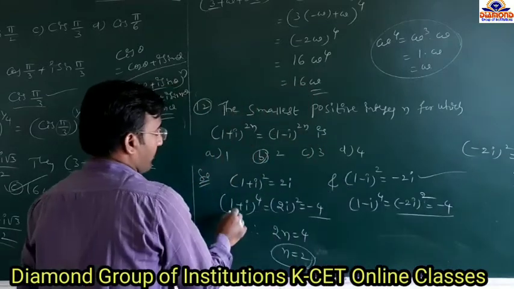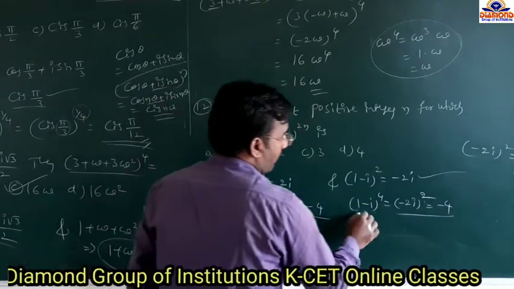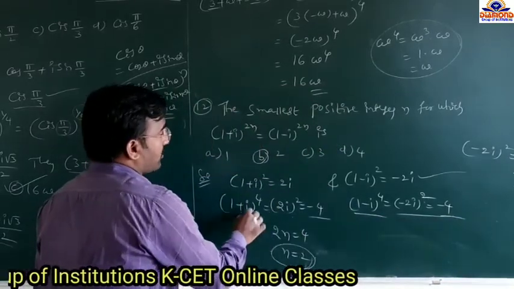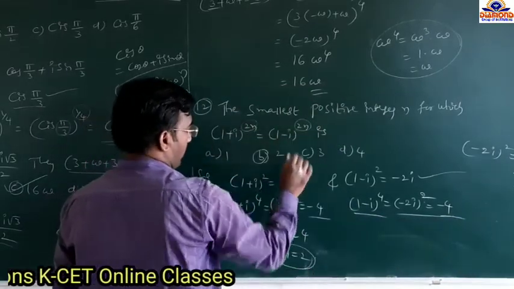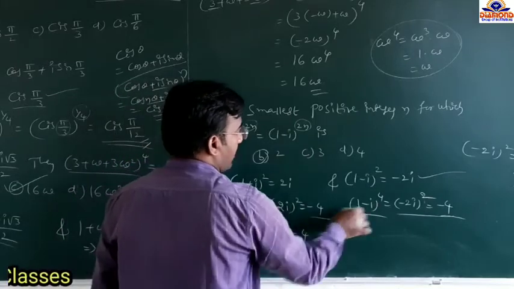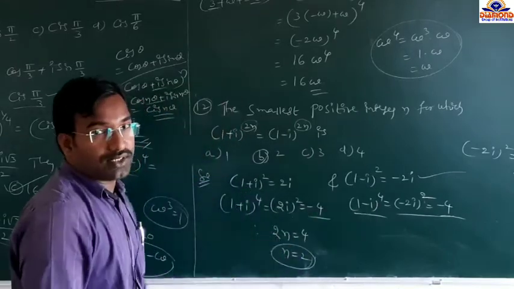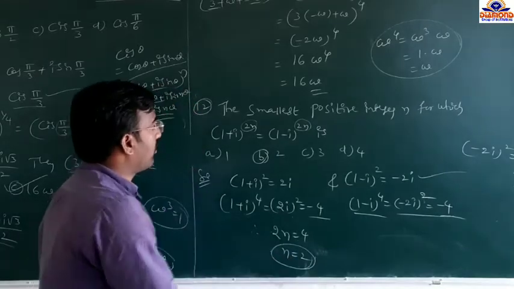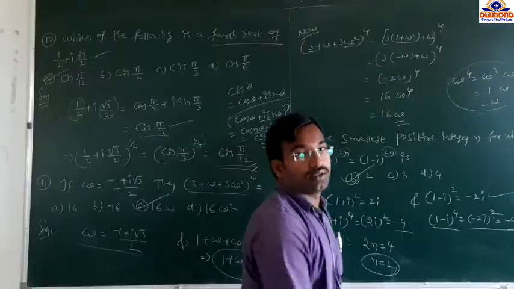So (1 + i)⁴ is −4. And (1 − i)⁴ is also −4. So in the case of 2n, if you take 2n equal to 4, both are equal to the RHS. So this is the least positive integer. So 2n equal to 4 means n equal to what? 2 only. So option is B.